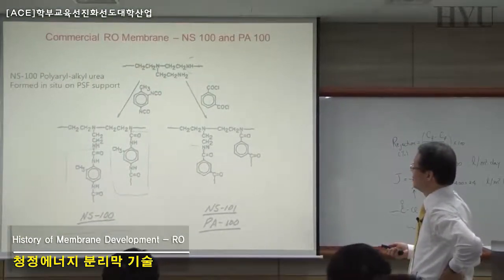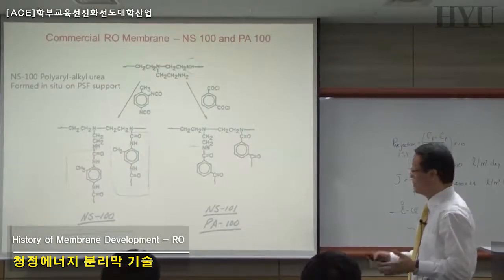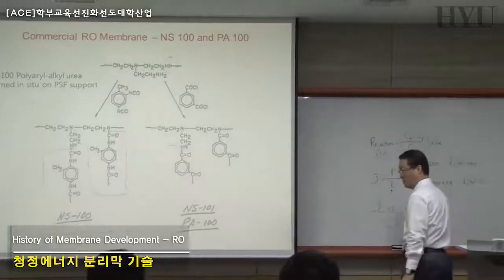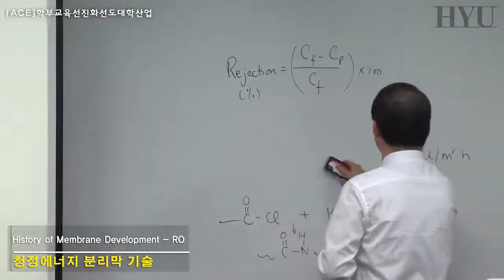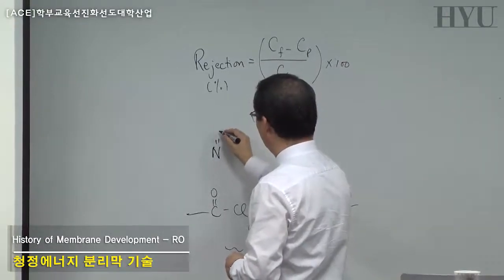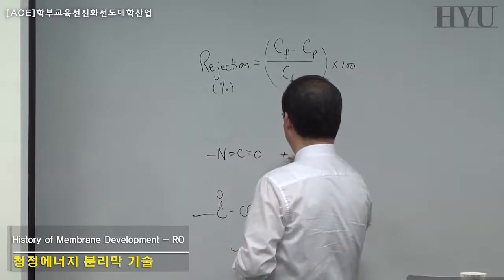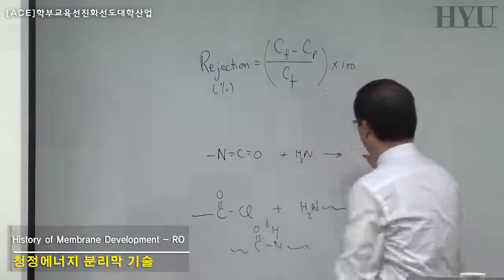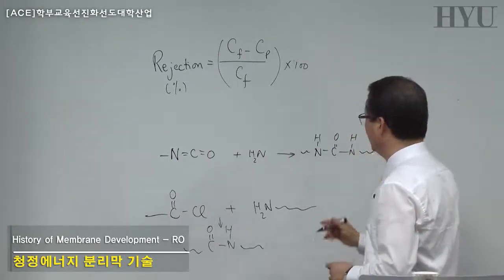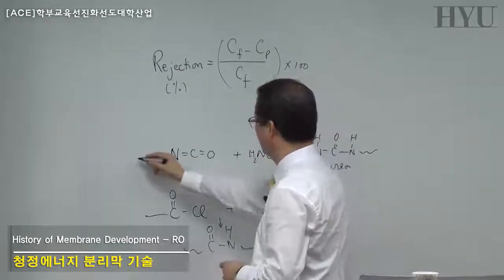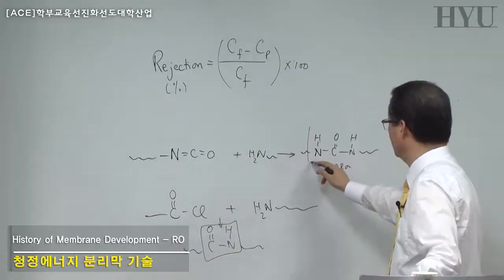Well, this is one, the NS100, NS-100. The amine and acid chloride is important, but instead of acid chloride, you can have NCO, isocyanate. It becomes urea at room temperature too. And this is the amide structure. This is the urea structure.